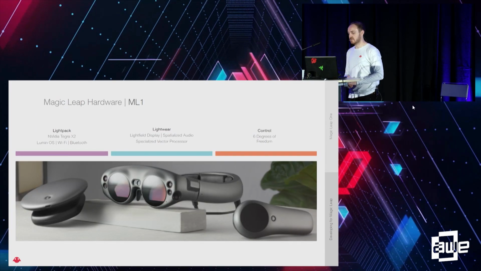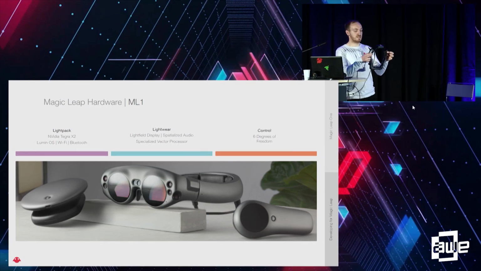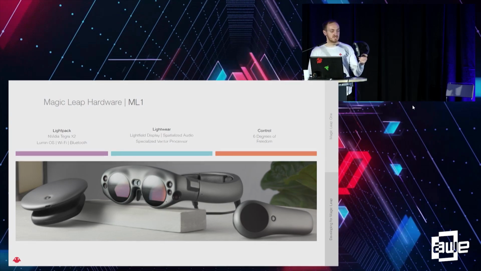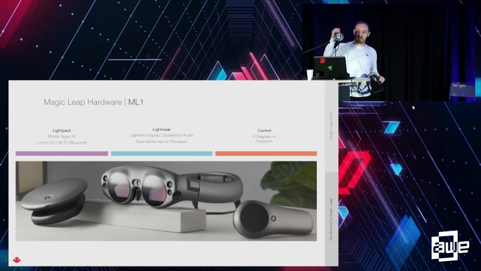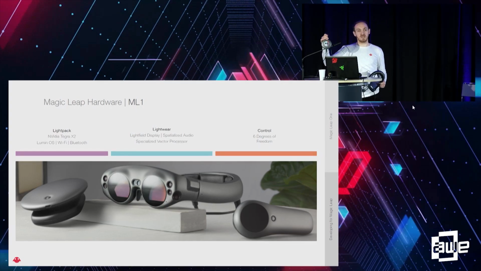And this is the hardware itself. We've got the Lightwear, which is a pretty light device, and this is where all the sensors are based. And then we've got what we call the Light Pack. This is a quad-core CPU with an NVIDIA Tegra GPU in. This is where the power, the battery, and the storage are all stored.